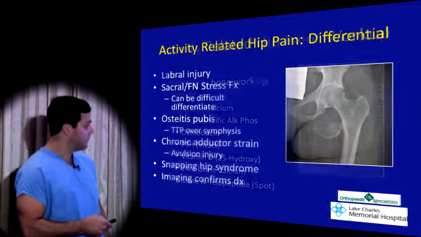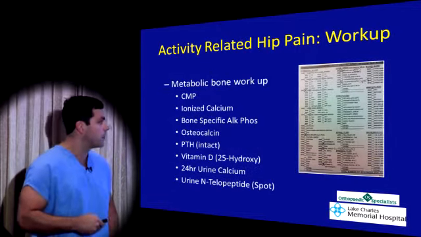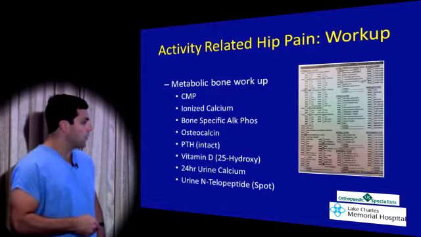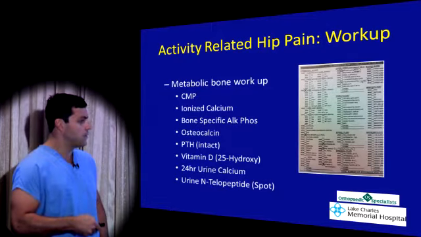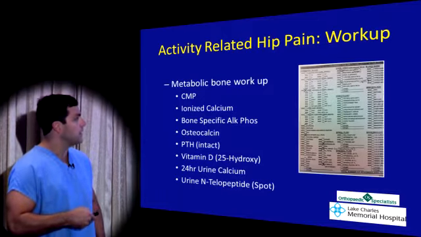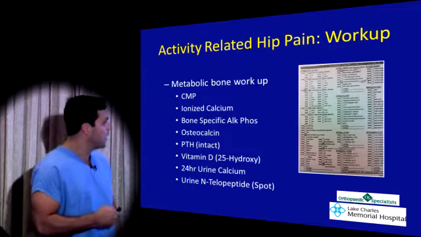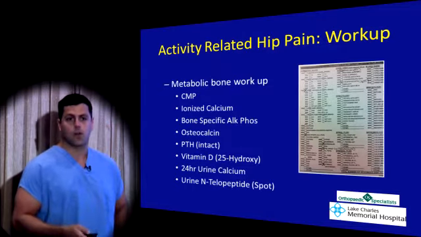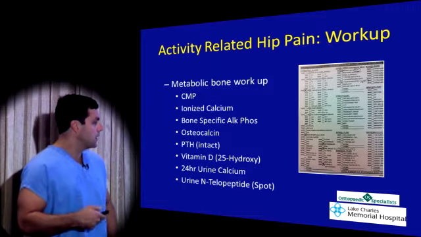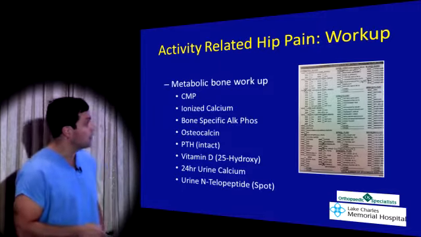So these are the basic labs: osteocalcin, bone-specific alkaline phosphatase, ionized calcium. These are all things you can order. 24-hour urine calcium is something we rarely order because usually the answers come with just vitamin D, PTH intact, and ionized calcium in a complete metabolic profile. These other labs are if you're more concerned about osteoporosis later on in life, but you can see osteoporosis at a younger age now.